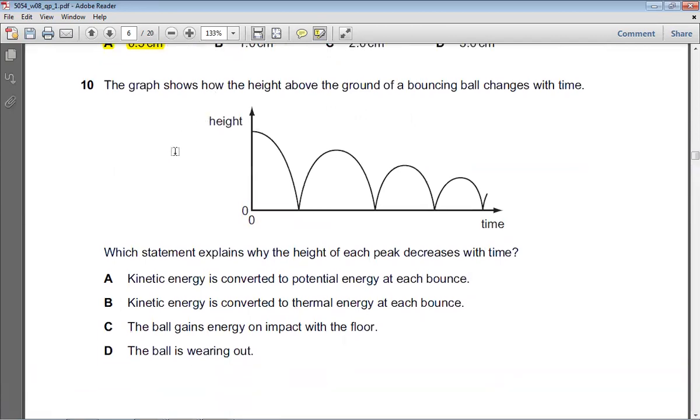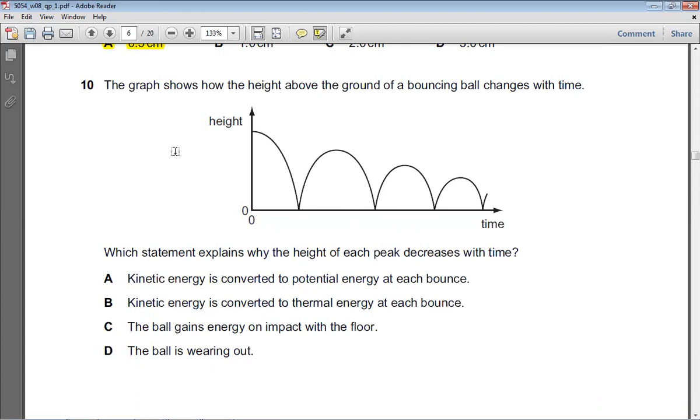The graph shows how the height above the ground of a bouncing ball changes with time. Which statement explains why the height of each peak decreases with time? Now, you see, whenever the ball is bouncing, the sum of its kinetic and potential energy is converted into heat energy, because the ball has to overcome air friction. So some heat is produced, and that heat is lost to the surroundings. So that's the loss of energy, and that's why each time the height of the bounce will be reducing.